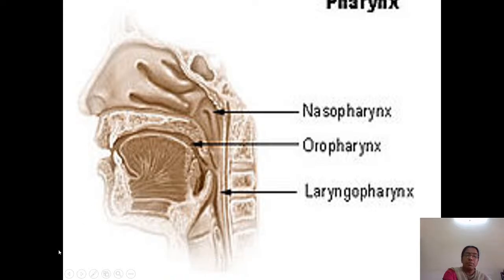When we have seen the upper respiratory system, we said it includes the nose, nasal cavity and the sinuses, and the pharynx, a fibromuscular tube about 10 to 15 centimeters in length. The upper part behind the nose is called the nasopharynx. Behind the mouth, it is called the oropharynx. And at the level of the larynx, it is called the laryngopharynx.